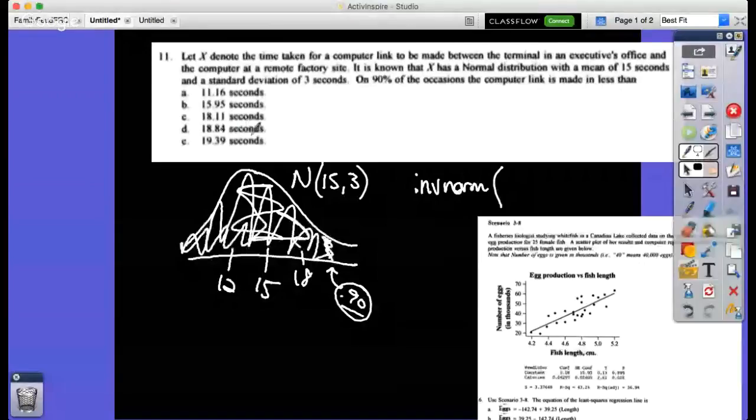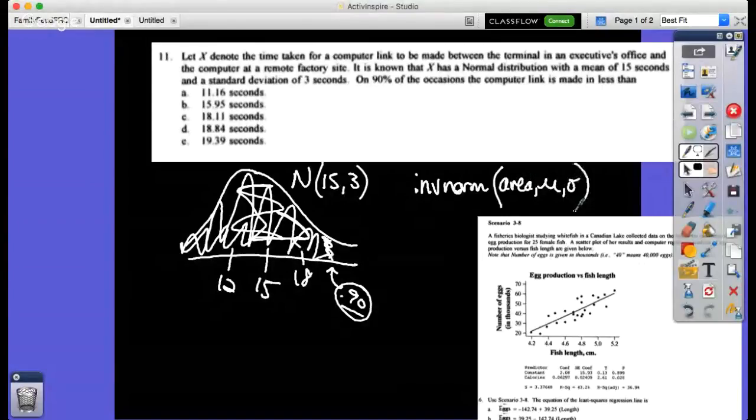And it should be D, right? So if I was doing this on an FRQ, I would put area, comma, mean, comma, standard deviation to establish what I'm doing. Then I could put this back in, right?